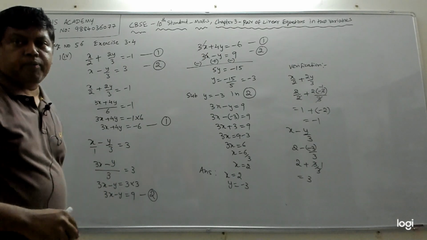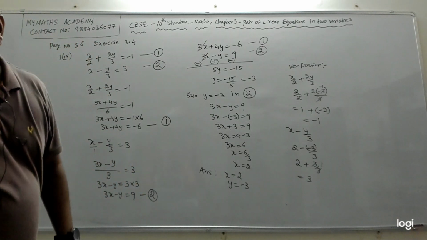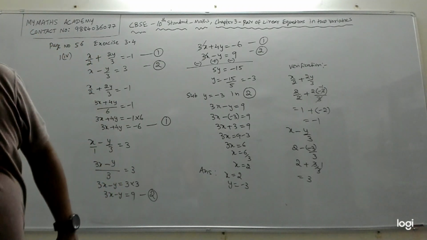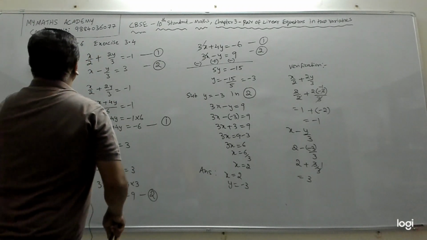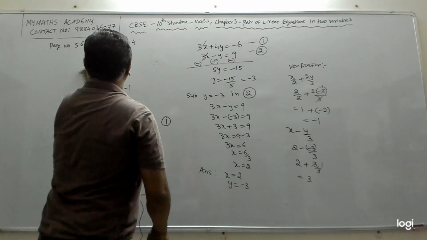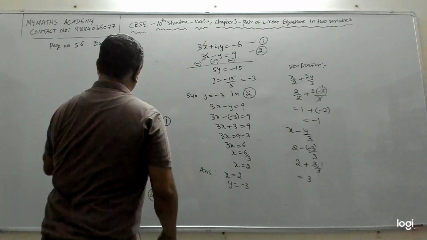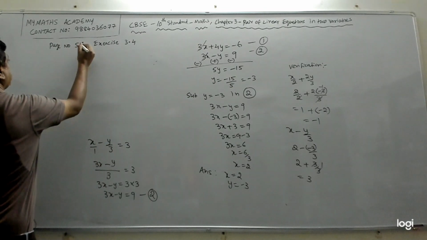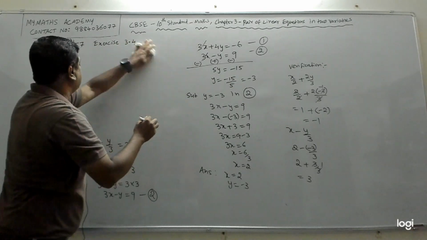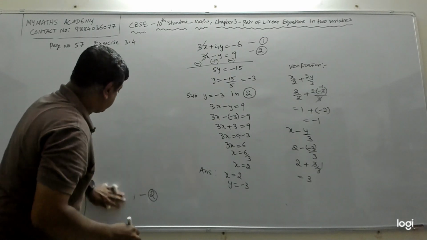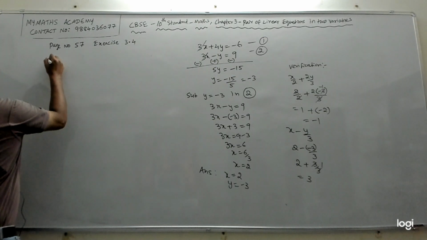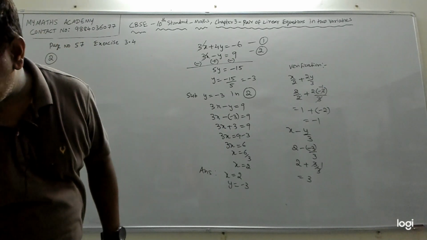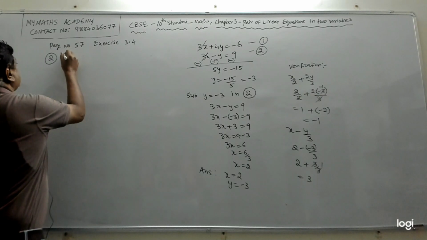Fine. Now let's go to the next problem, which is problem number 2. It has 5 sub problems and all are word problems. So I am moving to page number 57. Fine. Let me erase this. So now we are in page number 57, exercise 3.4. We have the second problem. Second problem has 5 sub problems. I'll do the first sub problem.